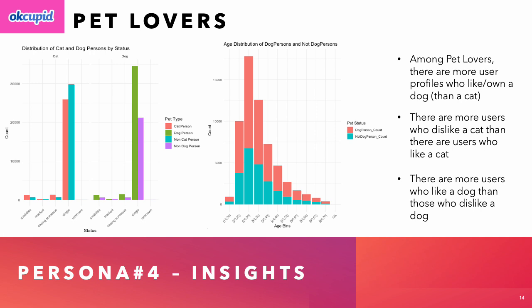There are more user profiles who like or own a dog than a cat, and then there are more users who dislike a cat than there are users who like a cat, which is interesting also. And then there are more users who like a dog than those who dislike a dog. And even within that, the age group of 25 to 30 seems to be the one that shows most inclination towards owning a dog. But also, that's probably a bucket where the most number of users are in this database.